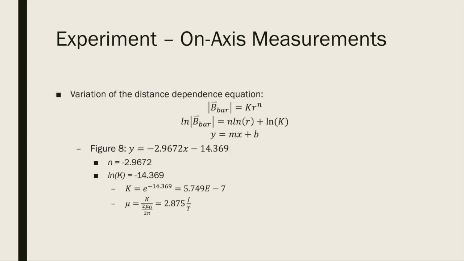To interpret the data, we perform some variation on the distance dependence equation by taking the logarithm of both sides. The new equation will resemble a linear function defined by y equals mx plus b. Now we see that the value of n is the slope and ln of k is the y-intercept. n, k, and thus mu can now be determined.